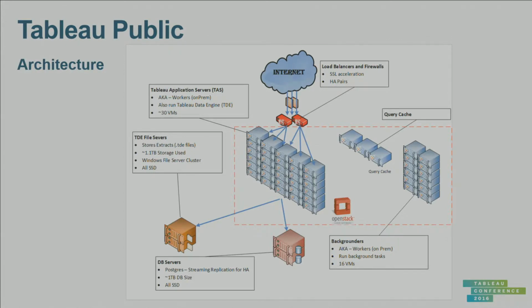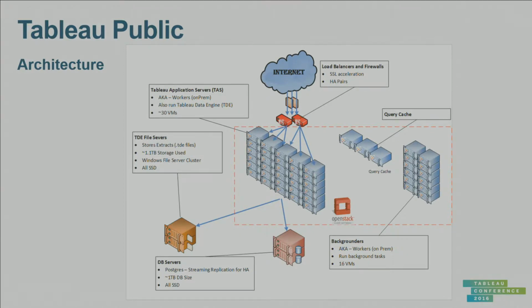So moving down, the orange boxes and the pink boxes make up what in an on-premises implementation is a repository. One side is the file server, and the other side is the Postgres server. For the Postgres, in all cases, we use SSDs for those systems. The file servers hold the extracts that get pushed out there from extract refreshes on the backgrounders, and those are the TDE files that you see if you ever explore the file system on your primary. A couple of notes on those: they're 16-core systems with 128 gigs of RAM on the database server. The file server has less RAM because it doesn't need it.